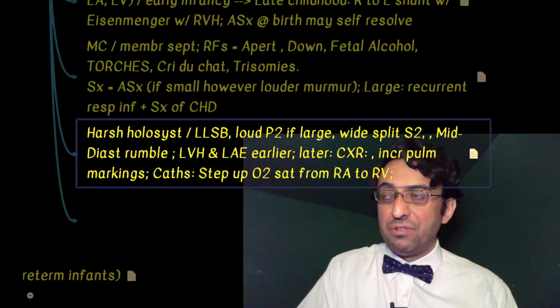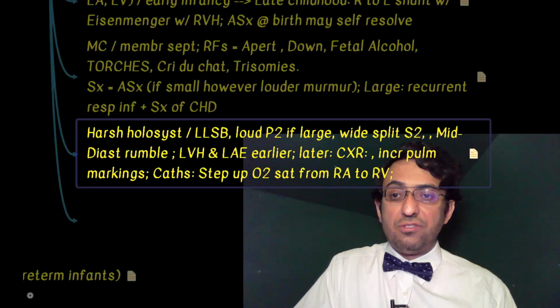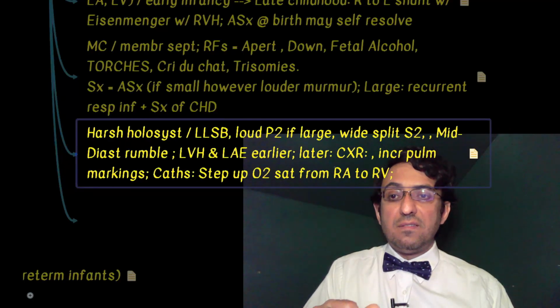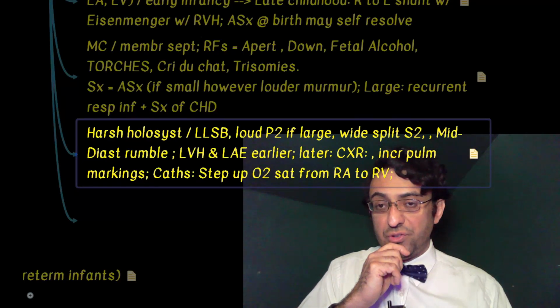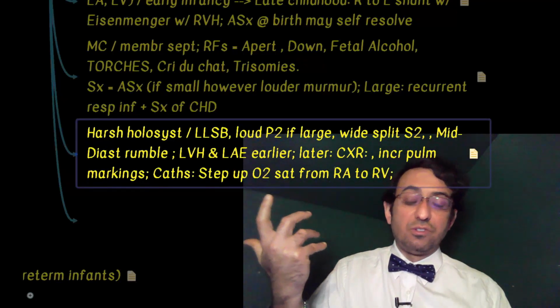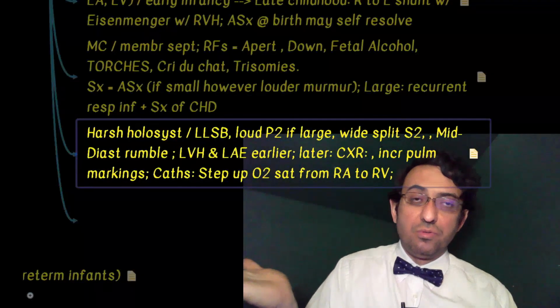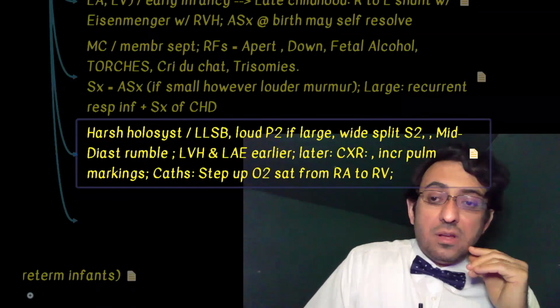What the catheters will show: in ASD, we have just increased oxygenation in the right-sided chambers. In VSD, the catheter pressure assessment of partial pressure of oxygen will show a step up of oxygen saturation from right atrium to right ventricle logically.